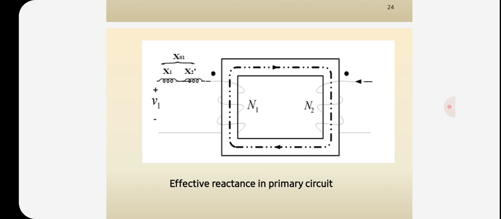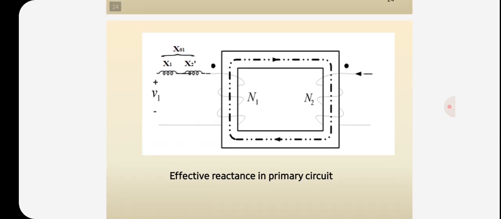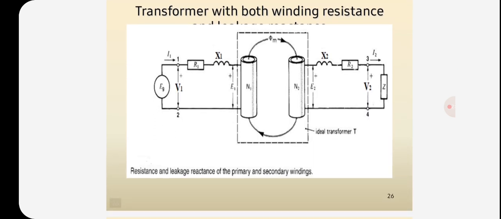The leakage reactance X2 plus X1 dash, is equal to X2 plus K square X1, is known as the equivalent or effective reactance of the transformer referred to the secondary, and it is denoted by X naught 2. So equivalent leakage reactance referred to secondary, X naught 2, is equal to X2 plus X1 dash, that is equal to X2 plus K square X1. So it is the effective reactance in the primary circuit. Here X naught 1 is equal to X1 plus X2 dash. So this is the transformer with both winding resistance and reactance.